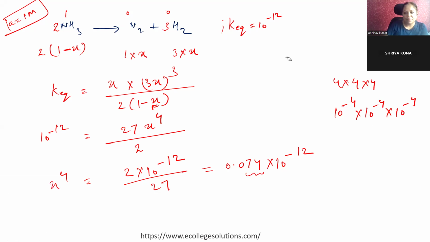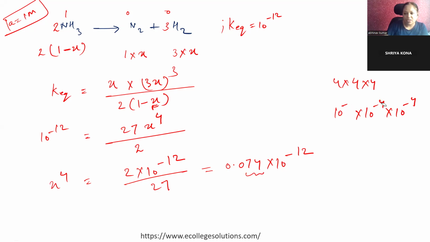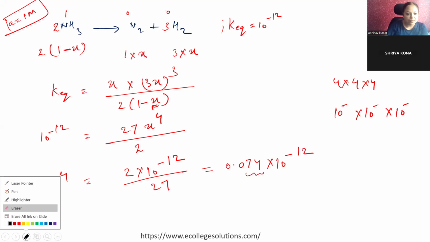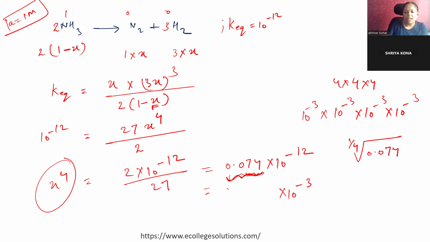Power 4 means 3 and 3 and 3 and 3. You can divide it like, sorry, yeah, it is 3 and 3 and 3 and 1 more 3. 3, 3, 3, 3. But here it is 0.074. So what you can do is, out of these 10 to the power negative 12, 10 to the power negative 3 will come out if you are talking about x to the power 4. Now, what is the value of this if you just take the 1 by 4 root of 0.074? Any idea?